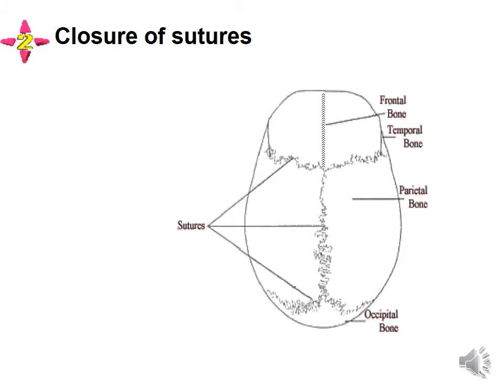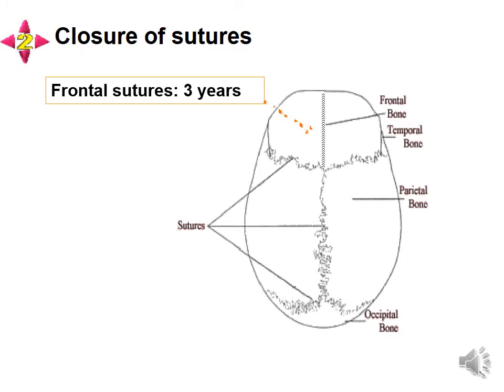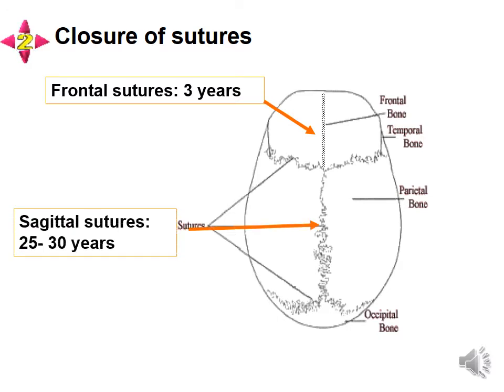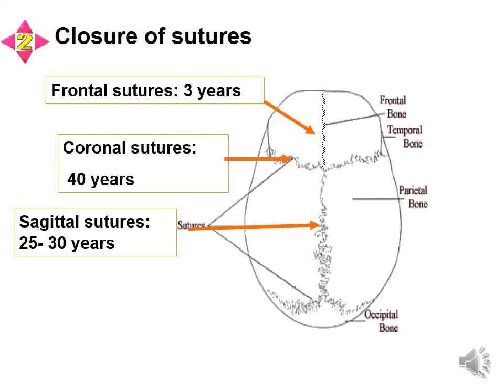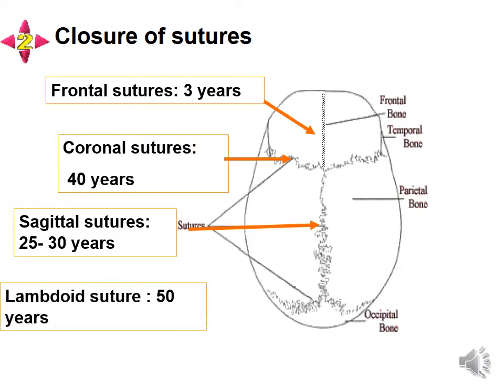When do these sutures close? The frontal suture between the two frontal bones closes at the age of 3 years. The sagittal suture between the two parietal bones closes between 25 and 30 years. The coronal suture between the frontal and parietal bones closes at the age of 40 years, and the lambdoid suture between the parietal and occipital bones closes at the age of 50 years.